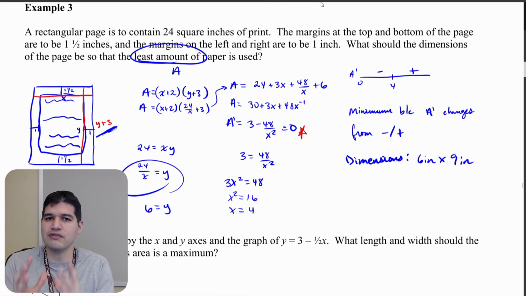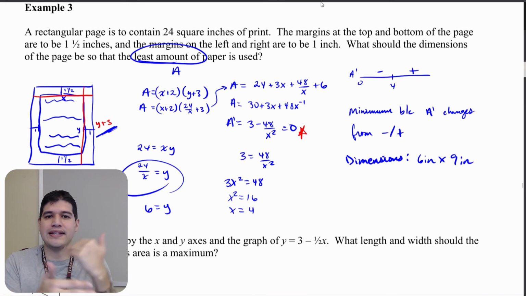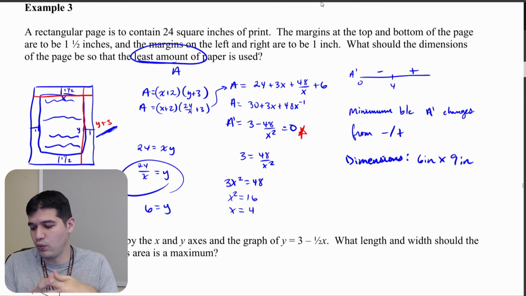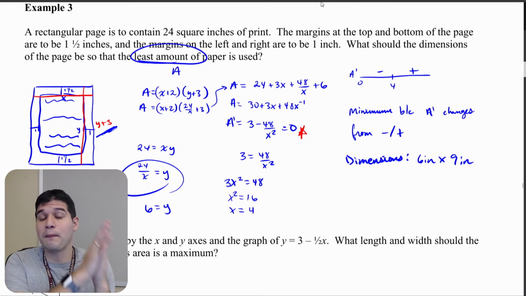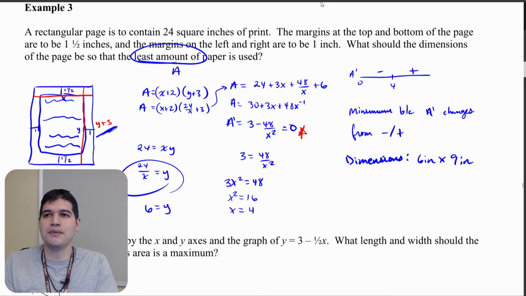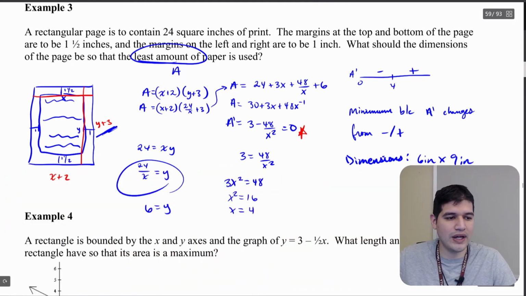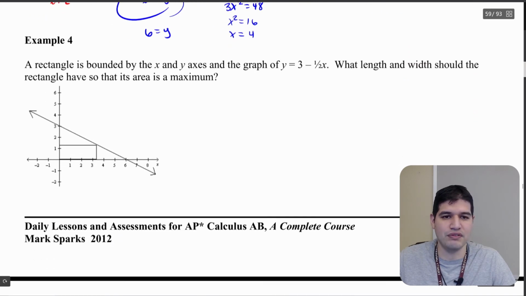So there's a lot of reasoning behind the standards that we use on pieces of paper, on certain boxes and shapes. So we keep that in mind as we're going through life, because they minimize waste, they maximize profits, and that's just because of calculus. People have done those calculations. So now let's go ahead and look at example 4.